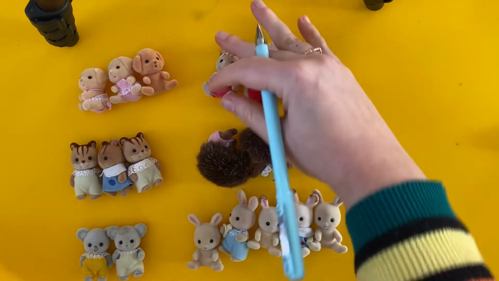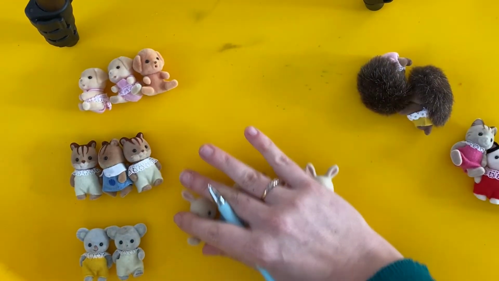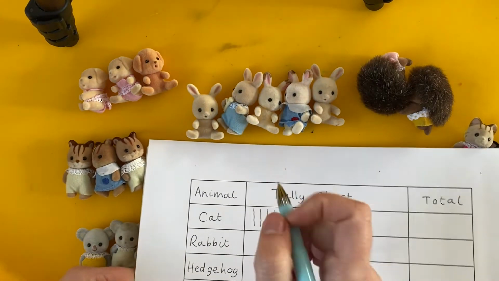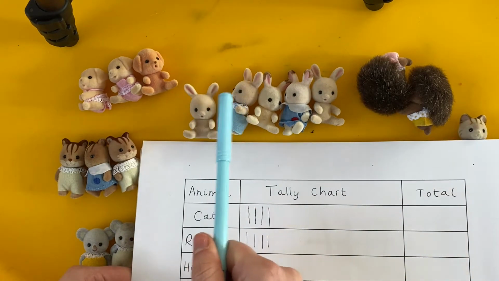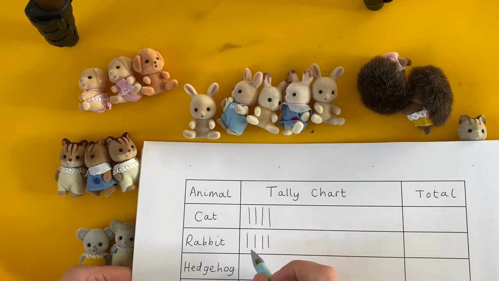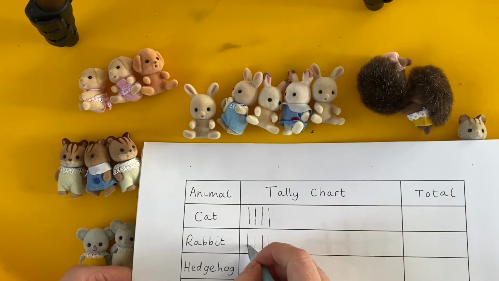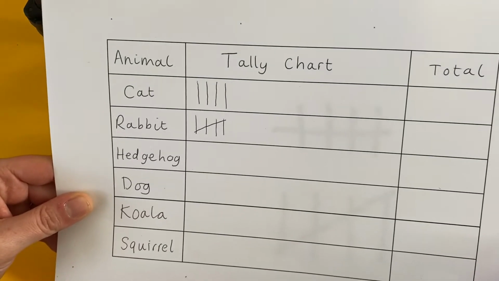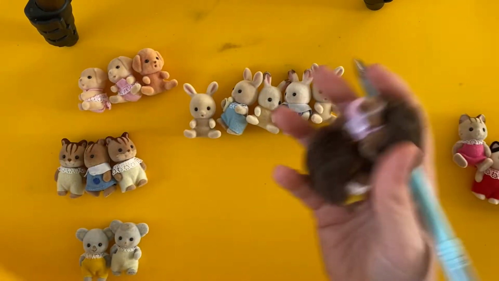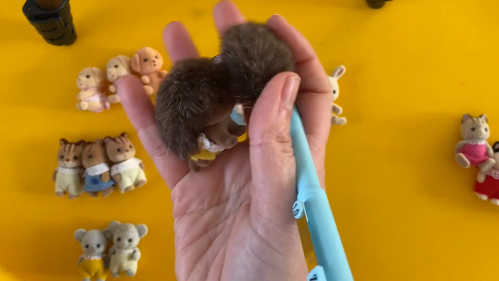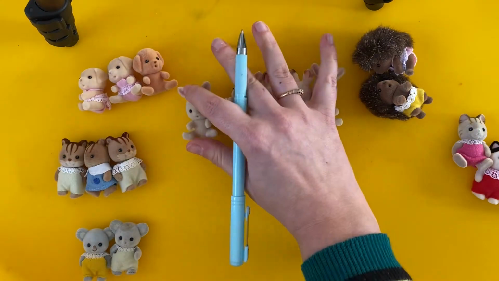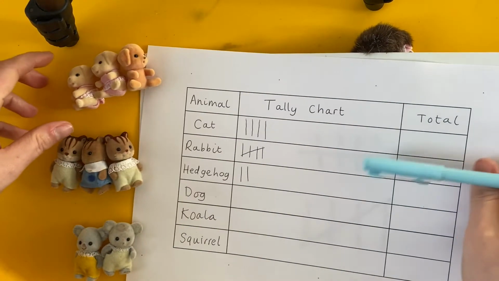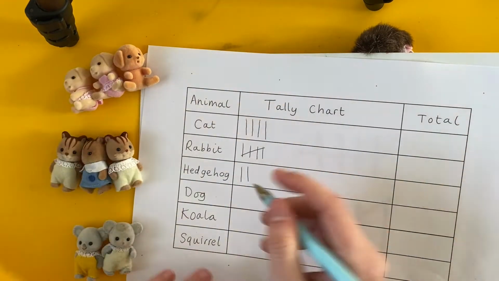Rabbits. The rabbits are down here. I'm going to move the cats out of the way. Let's put those there. Now the rabbits. 1, 2, 3, 4, 5. 1, 2, 3, 4, and I'm going to go across for that one because I've got 5. Hedgehogs, these are easy to find. I've got 2 of those, they're so fluffy. Dogs, let's see, 1, 2, 3.